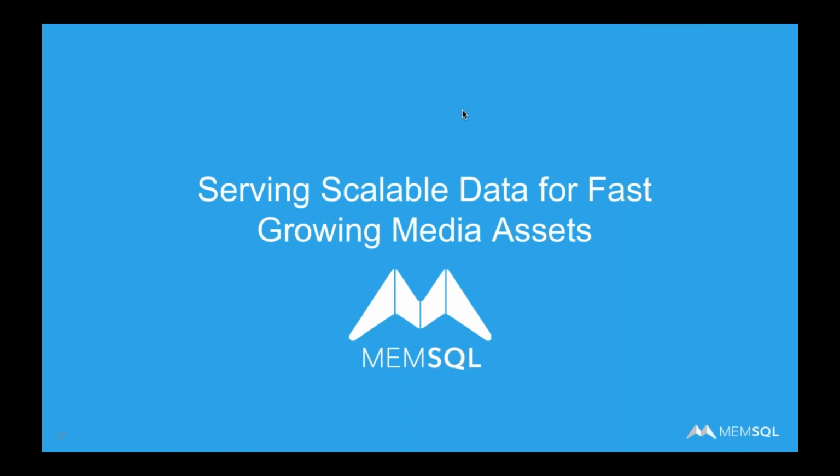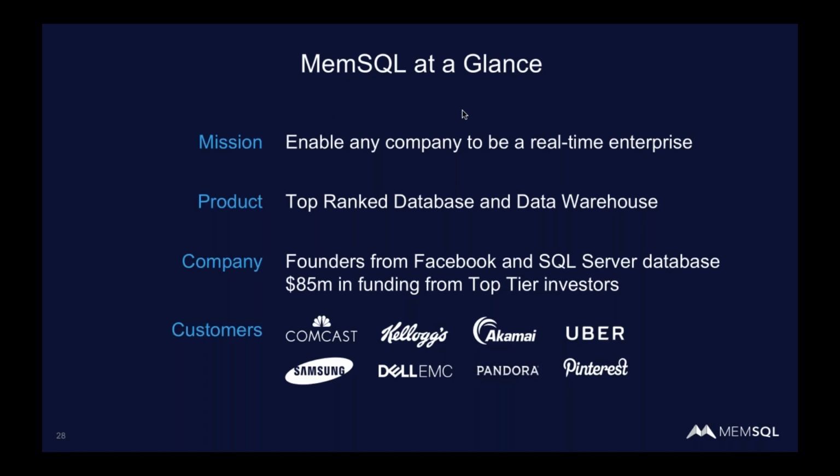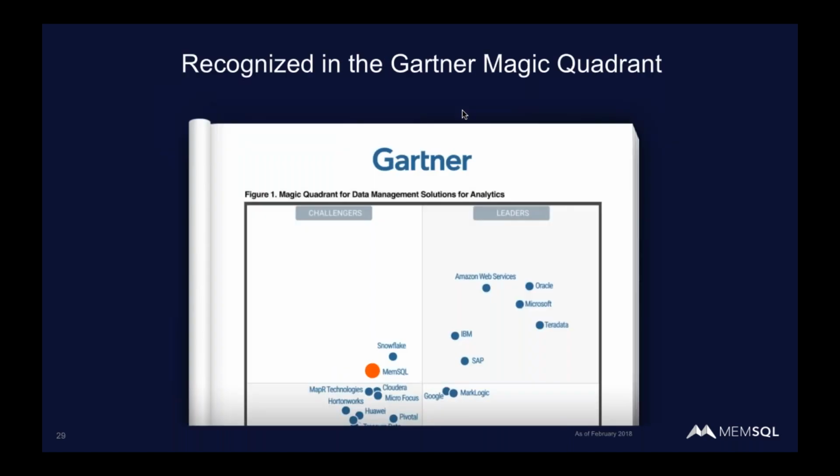And we'll just now finish off with a quick overview of MemSQL for those that are new to the technology. So this is all about serving scalable data for your fast-growing data, whether it's media or other types of operational data. MemSQL, we're focused on making every company a real-time enterprise. We are a top-ranked database and data warehouse, so we are essentially two engines in one. We've been recognized by Gartner in a variety of reports. We've got a number of customers that span digital natives to the traditional large enterprises that are going through digital transformation initiatives. And so here's a recent report from Gartner that highlights our analytic capabilities.